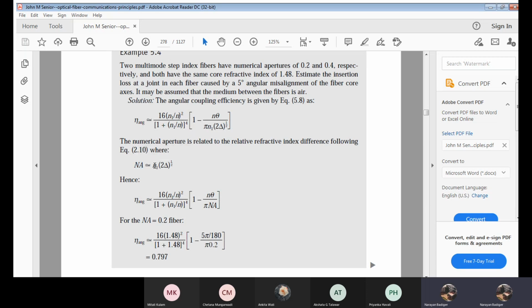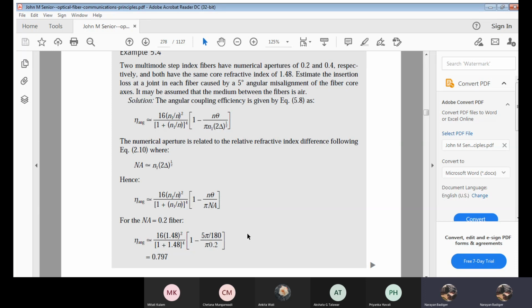Now we already derived this in the first module. NA is approximately equal to N1 into under root of 2 times delta. Now I am trying to use it here, that's all. N1 under root 2 delta is nothing but NA. Directly I have substituted. And using these different values of NA, that is 0.2 and 0.4, we will calculate. First we'll calculate it for 0.2.